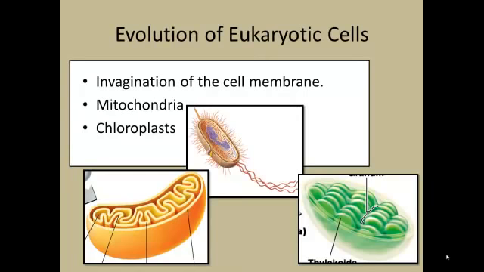Mitochondria were engulfed first. We say that because all eukaryotic cells have mitochondria. And later on, some eukaryotic cells engulfed some photosynthetic bacteria that became chloroplasts, and this led to the algae and plant cell lineages. Now, we have more than just the theory; we have data.